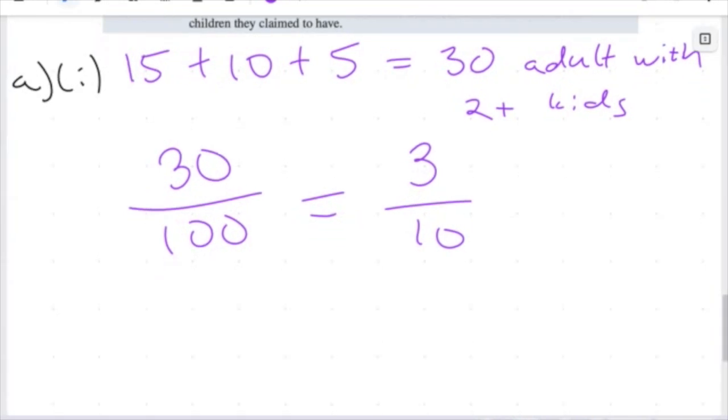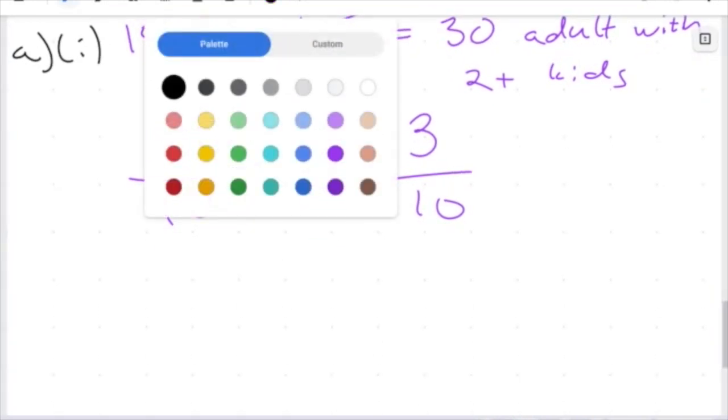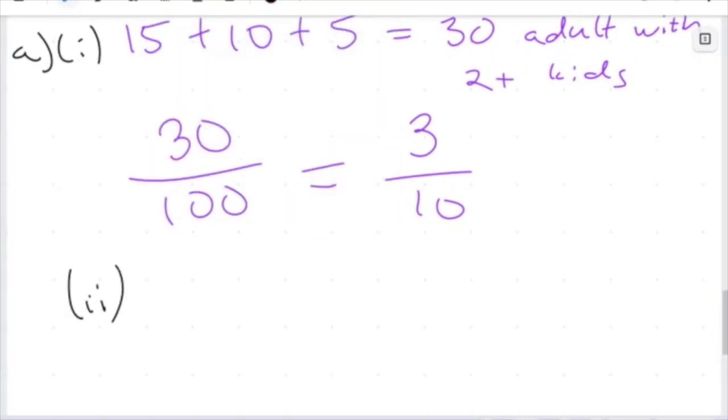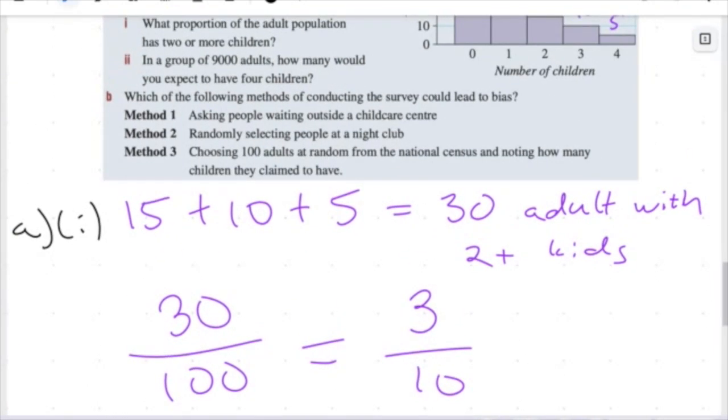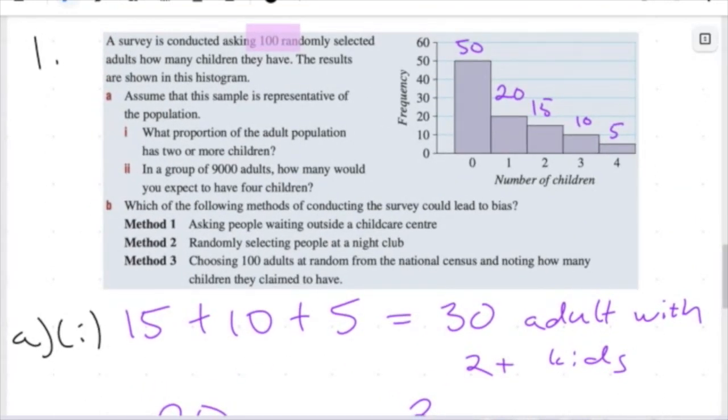Now, in the next part, we want to find out now, in a group of 9,000 adults, how many would you expect to have 4 children? Now, this is the idea of us using samples and surveys to make predictions about a bigger population. We are using the 100 people we've asked in order to make a conclusion about 9,000 people.